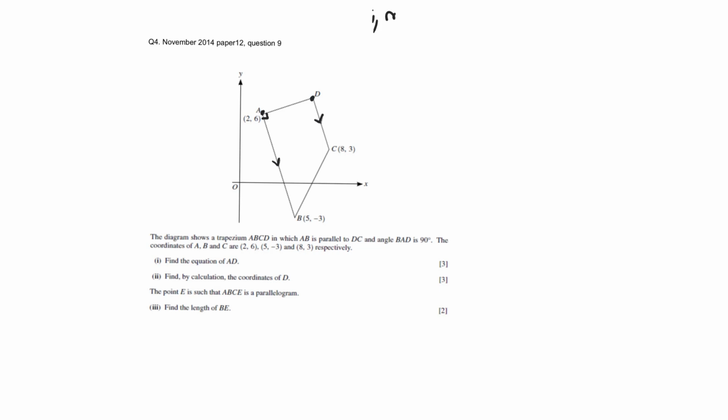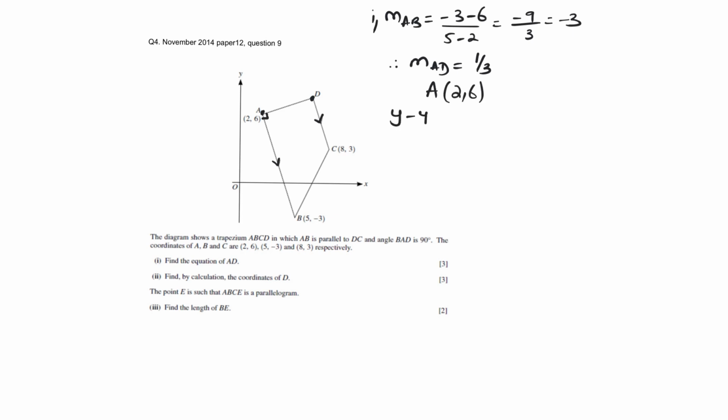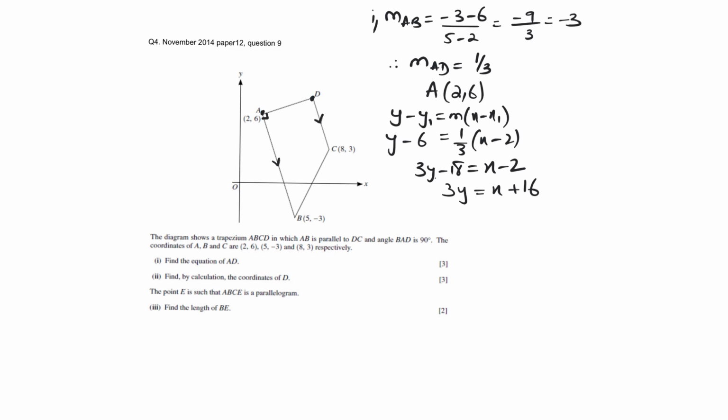So first of all, calculate the gradient of AB, which will be y2 minus y1 over x2 minus x1, which is minus 3. Therefore, the gradient of AD would be the negative reciprocal of minus 3, hence simply 1 over 3. Now you already have the point A, which is (2, 6). You can form the equation of AD: y minus 6 equals 1 over 3 times (x minus 2), so 3y minus 18 equals x minus 2. That's your equation for AD.